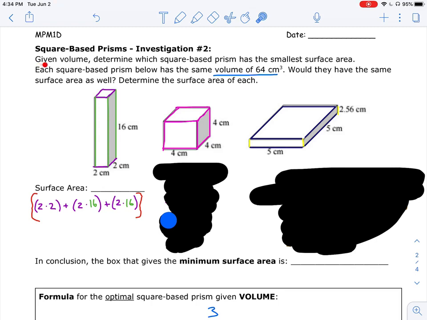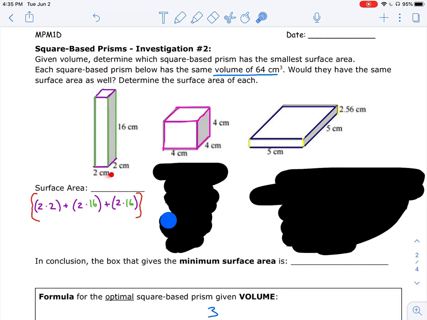Second investigation. Given volume, determine which square-based prism has the smallest surface area. Each square-based prism below has the same volume, occupies the same amount of space, or contains the same amount, which in this case is 64 centimeters cubed. Would they have the same surface area as well? Determine the surface area of each.